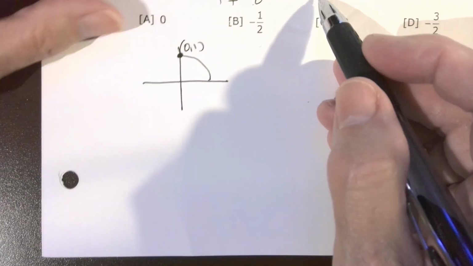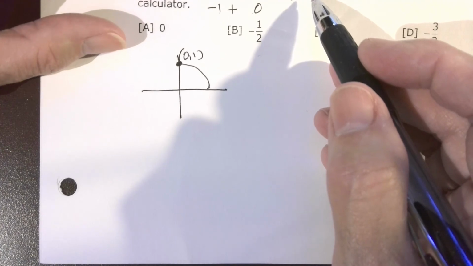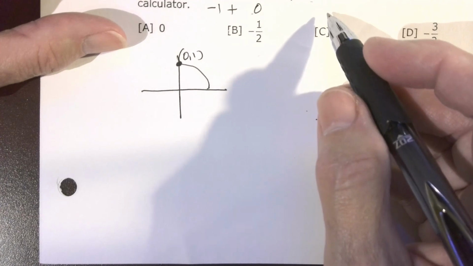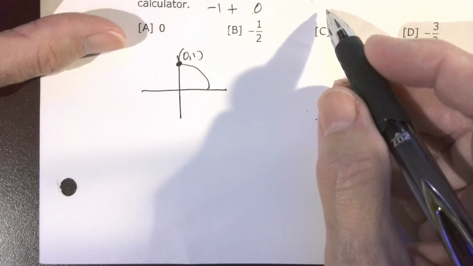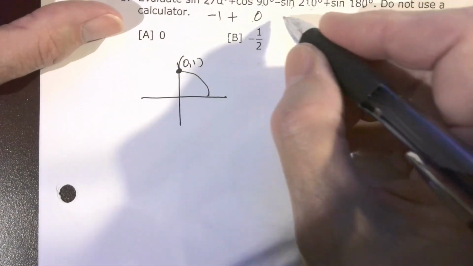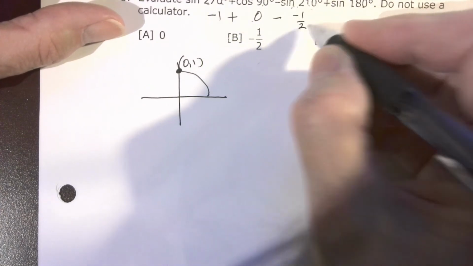210, I drew that one here. So I want the sine of 210. So the sine is going to be negative 1 over 2. I'm sorry, I don't even know why I said that. Anyway, so it's minus. And the sine of 210 is negative 1/2.